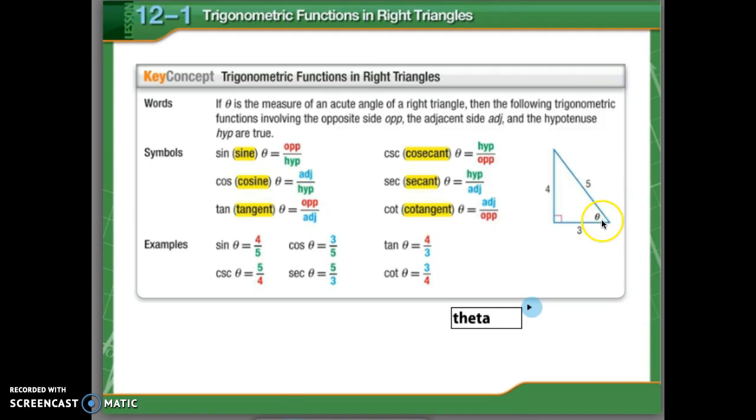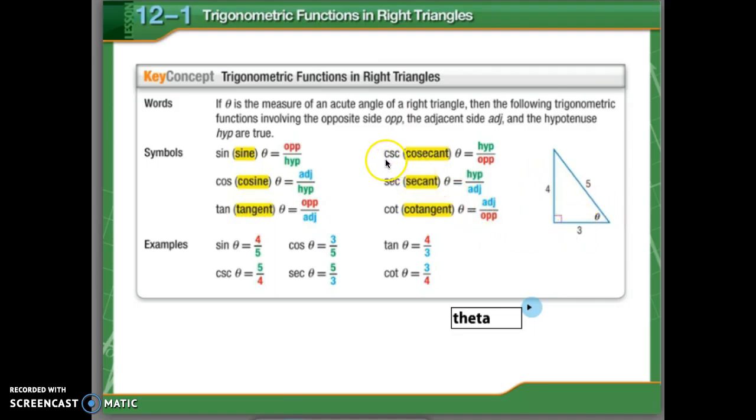On this triangle, the adjacent side, the side that's closest to angle theta, is this side right here, 3. If we go opposite from this angle across the triangle, we hit 4. This is the opposite side. For this triangle, the sine would be opposite over hypotenuse, which is 4 divided by 5. The cosine is adjacent over hypotenuse, so that would be 3 divided by 5. Tangent is opposite over adjacent, so that's 4 over 3.